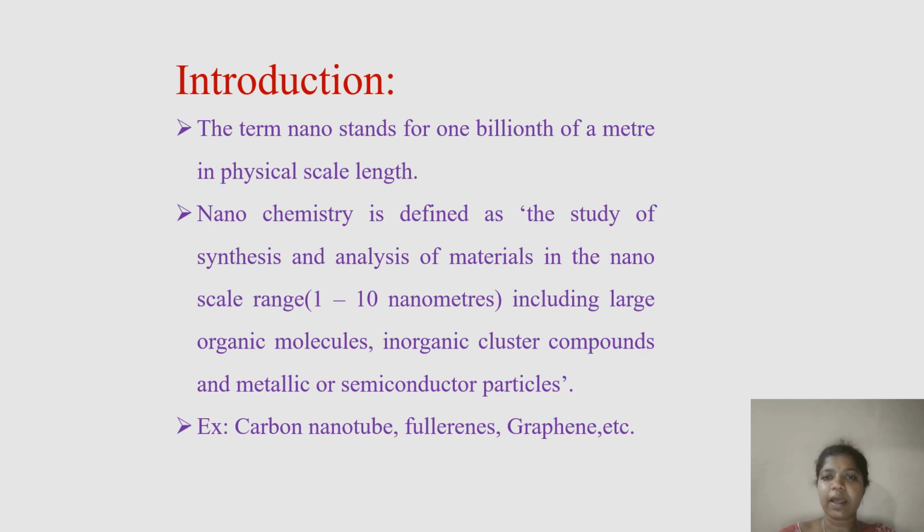What is meant by nanomaterial? Any material that has a particle size of around 1 to 100 nanometers is known as a nanomaterial. The term nano stands for one billionth of a meter in physical scale length. That means the material thickness is around 10 to the power minus 9 meters. That type of material is known as nanomaterials.